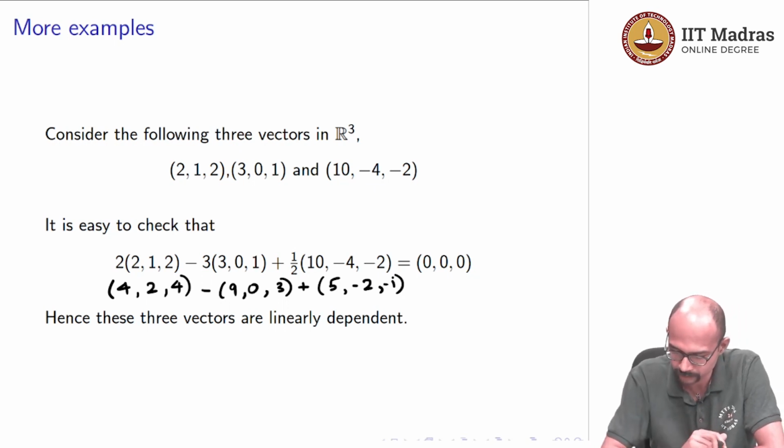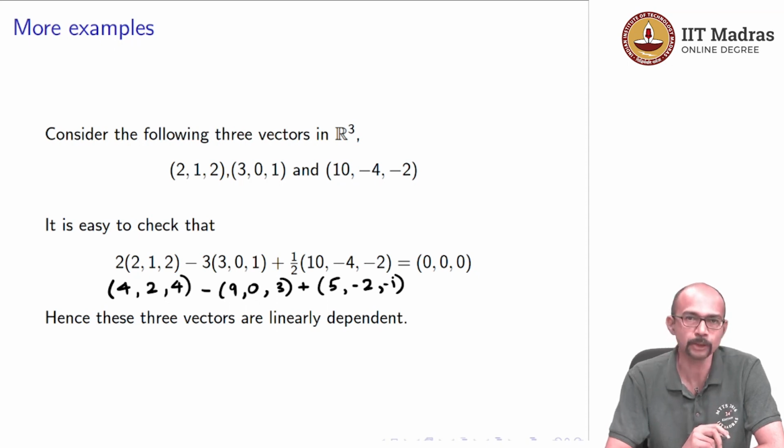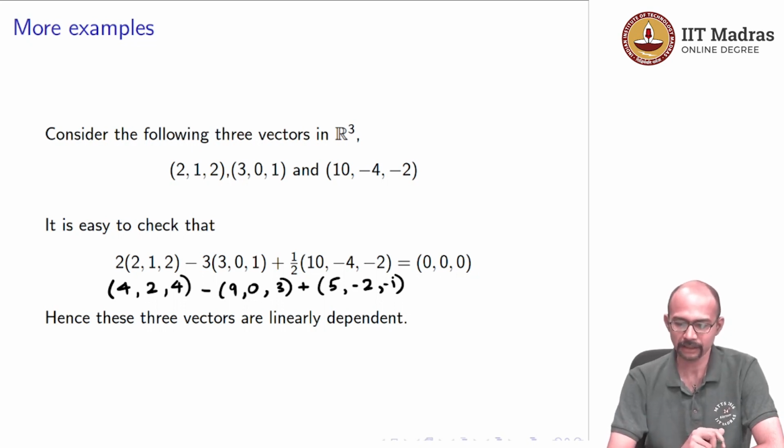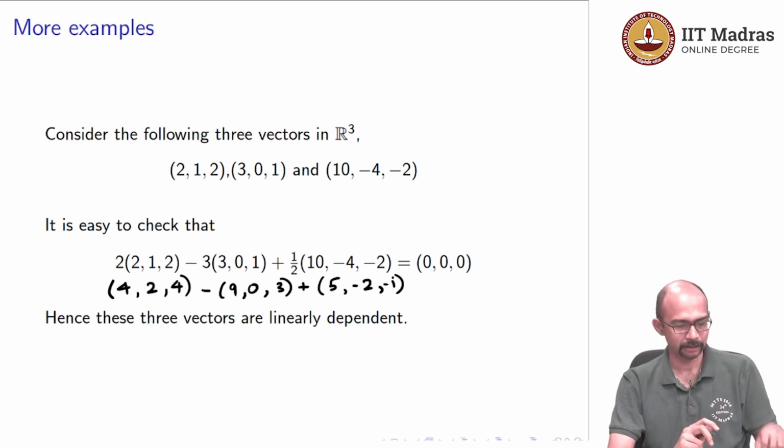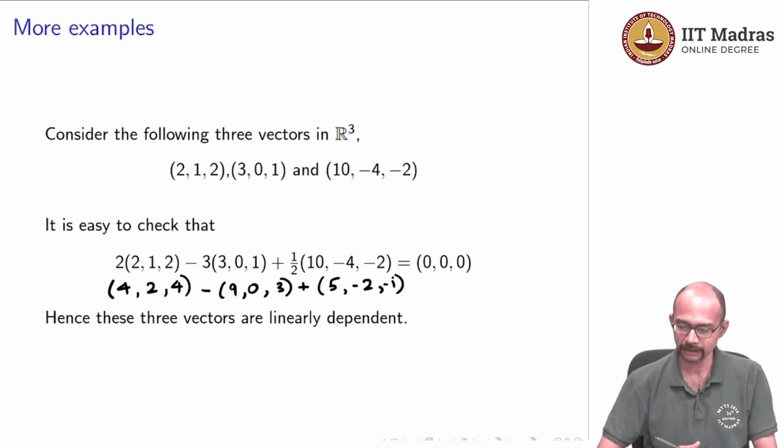Well, the first component is 4 minus 9 plus 5, that is indeed 0. The second component is 2 minus 0 minus 2, which is 0, and then the third component is 4 minus 3 minus 1, which is indeed 0. So this equation is indeed correct, and this tells us that there is a linear equation satisfied by these 3 vectors with non-zero coefficients, which equates to 0. So they are linearly dependent.